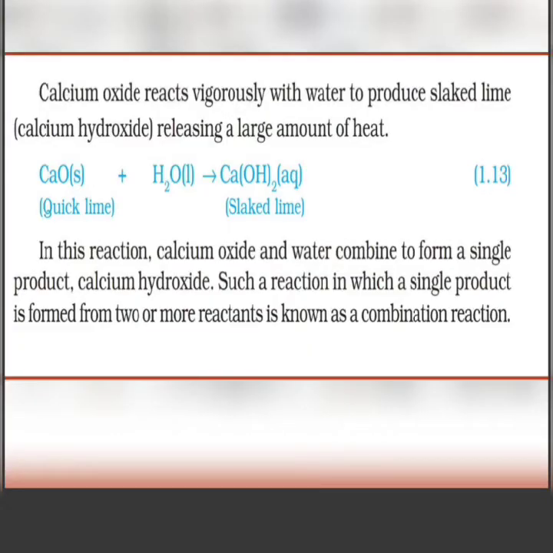Another example I would like to give here: calcium oxide reacts vigorously with water. Vigorously means very strongly with water to produce slaked lime. Slaked lime is the name of calcium hydroxide, Ca(OH)2. Is that clear? Releasing a large amount of heat. That means this is also a combination reaction. You can see clearly that there are 2 reactants which are participating, CaO, quicklime, calcium oxide and water. All right, and they are combining together to form a single product, that is Ca(OH)2. So this is also a combination reaction.